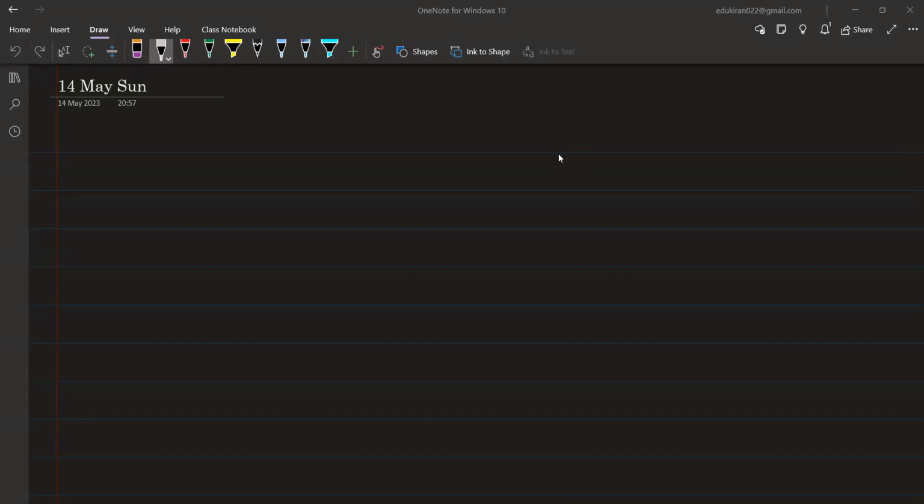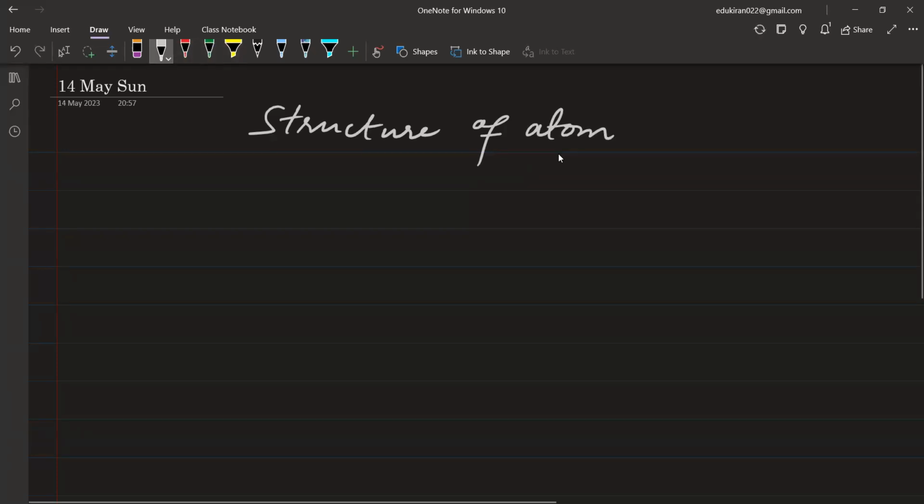Okay, fine. So today we are going to start the chapter structure of atom. Nabiha, is the first chapter completed in your school? Yes, no. Nabiha? No. It is being done. Okay, fine.